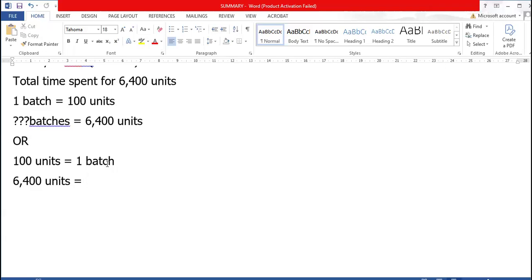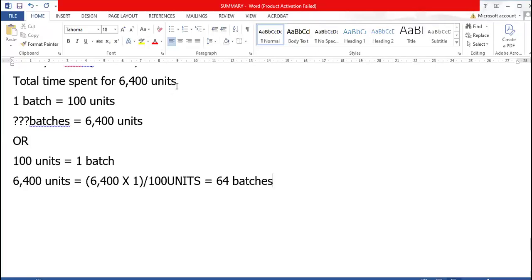So if I want to know the number of batches here, I get 6,400, I multiply by 1, then the answer you get, I divide by 100 units. Here I'm cross multiplying. So here you will get what? Those are 64 batches.